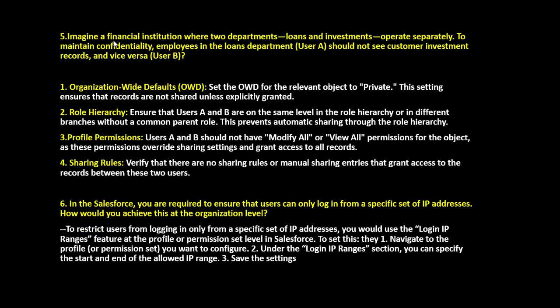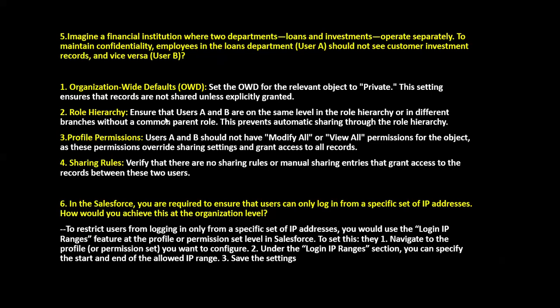Next, imagine a financial situation where two departments, loans and investments, operate separately. To maintain confidentiality, employees in the loans department, user A, should not see customer investment records, and vice versa for user B. First, organization-wide defaults: set the OWD for the relevant object to private. Ensure that its records are not shared unless explicitly granted.